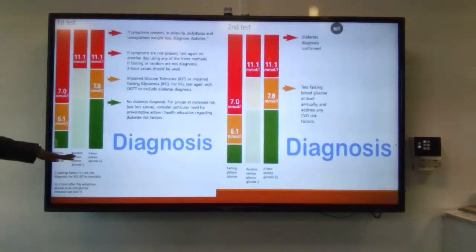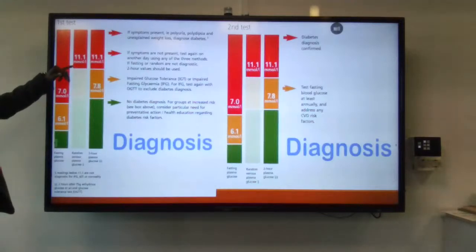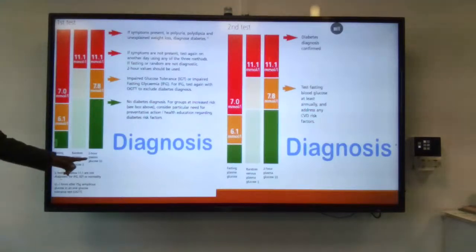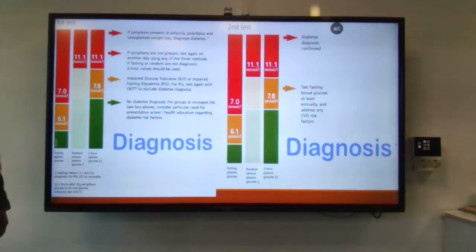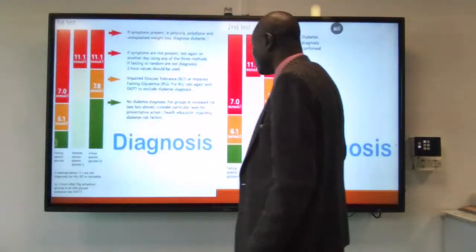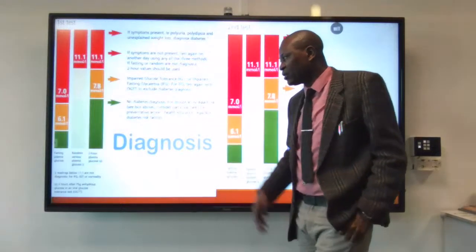If it is random venous blood glucose, obviously it's going to be high because the person has eaten. So up to 7.8 is good. Between 7.8 and 11, amber. Above 11.1 becomes a red flag. And the same thing also if the patient has injected glucose. So we have the red zone, the amber zone, and the green zone. If they are green, no diabetes diagnosis. For the group at risk, we want to keep an eye on them.